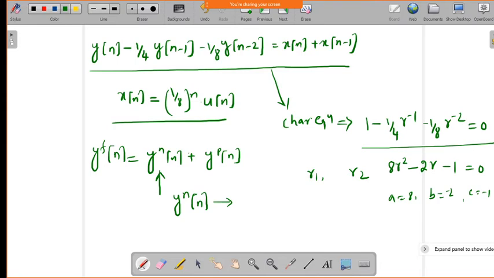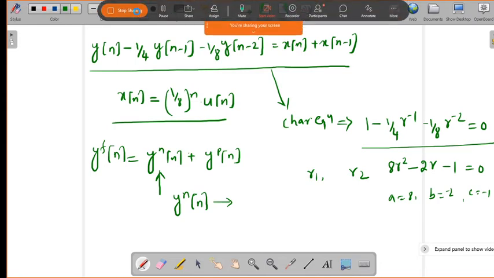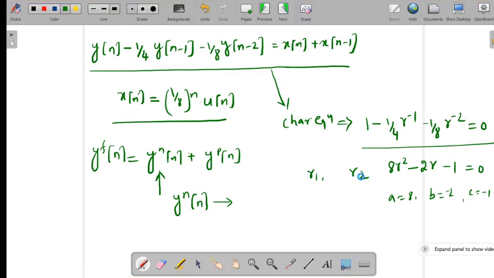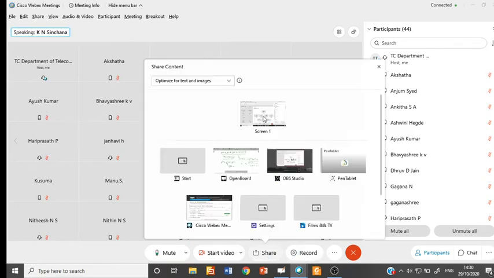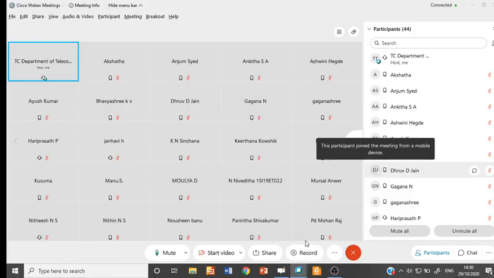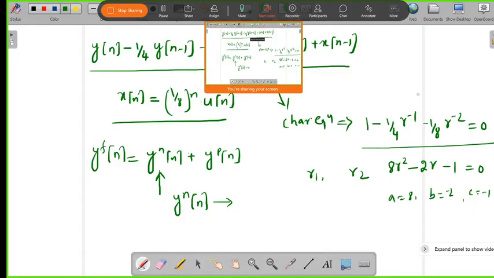Anybody got? 1 by 2 and minus 1 by 4. Okay. So 1 by 2 and minus 1 by 4. Try to put it and write the natural response.